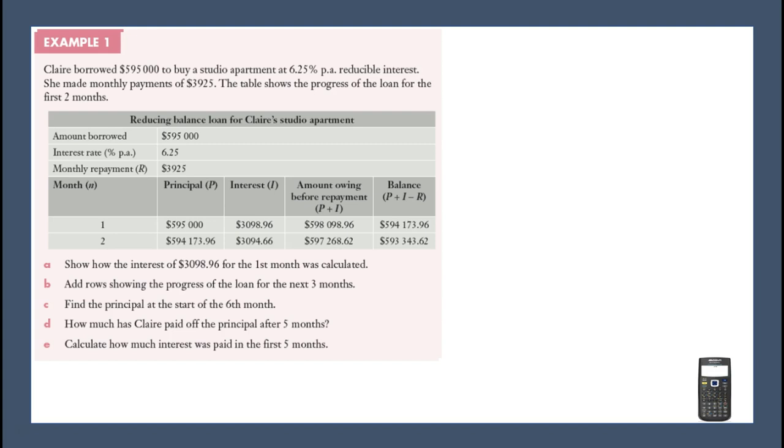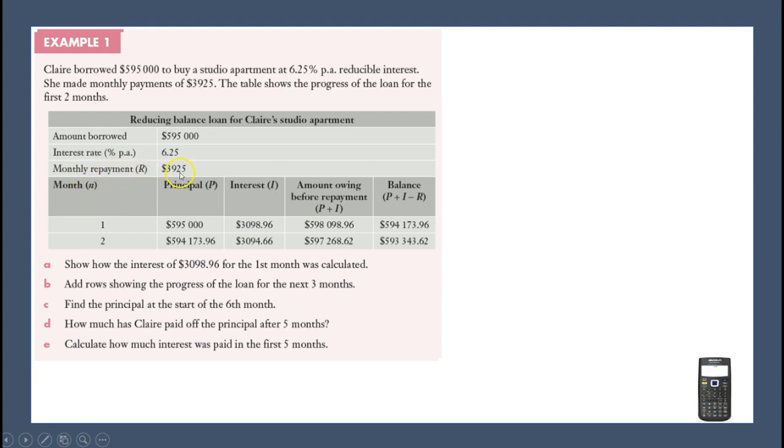Now, anytime something's given in a table, we really must spend time understanding the table before we start anything. So clearly the table has a heading, it's a reducing balance loan for Claire's studio apartment. The amount borrowed, $595,000. Interest rate per annum as a percentage, 6.25. Monthly repayment, $3,925.